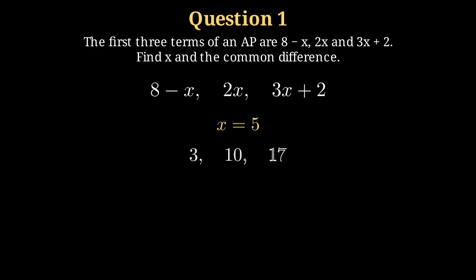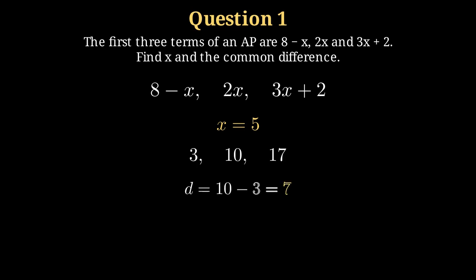Now substitute x equals 5 back into the terms. 8 minus 5 is 3. 2 times 5 is 10. And 3 times 5 plus 2 is 17. So the 3 terms are 3, 10, and 17.